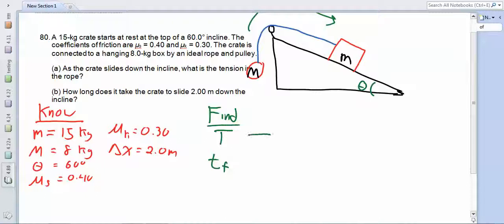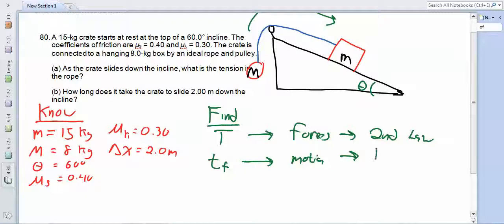So the tension is going to be a forces problem, so we'll use Newton's second law, and then the final time is going to be a motion problem, and we can use the acceleration that we find from the first part and the kinematic equations. So we have to solve this problem sequentially, and the incline is rough, so a coefficient of friction is given, and we have to take into account the frictional force.